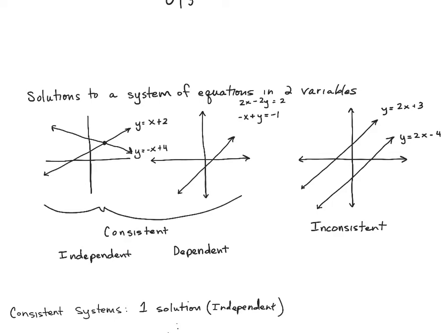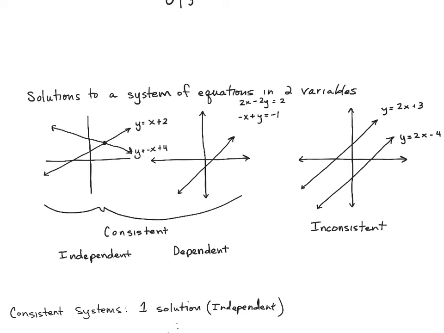So again, just to review, if the system of equations has solutions, whether that is one unique solution, independent, or infinitely many solutions, dependent, that's called a consistent system of equations. If the system of equations has no solution because the lines are parallel, that's called an inconsistent system of equations.